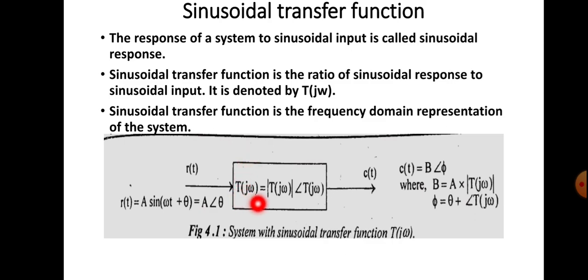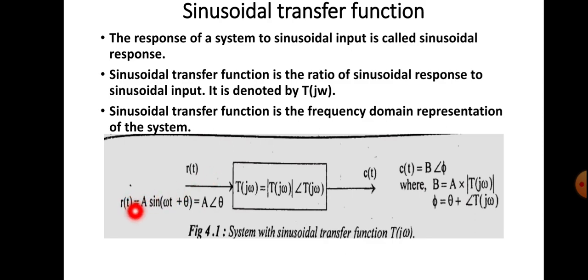Here this is the transfer function T of j omega. This transfer function T of j omega will be the ratio of output to input, that is C of t divided by R of t. So the sinusoidal transfer function is the ratio of sinusoidal response to sinusoidal input, and it is denoted by the letter T of j omega. The sinusoidal transfer function is the frequency domain representation of the system.